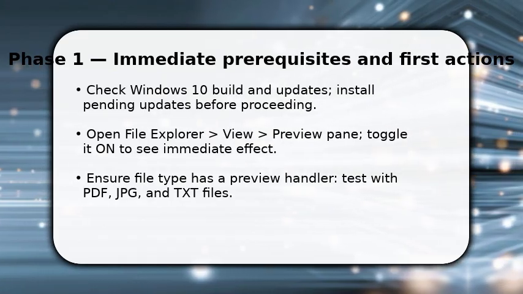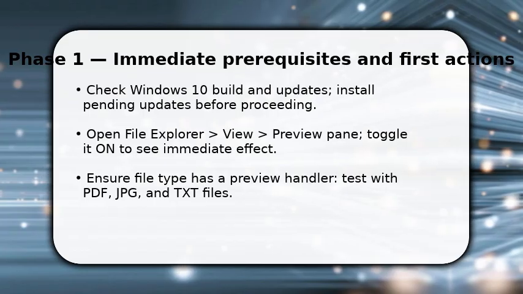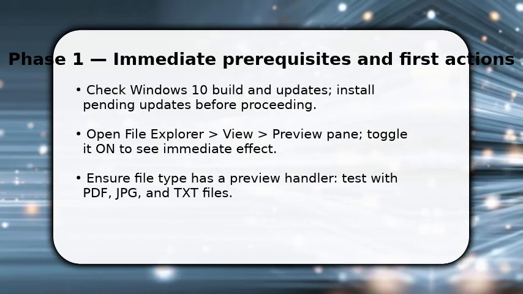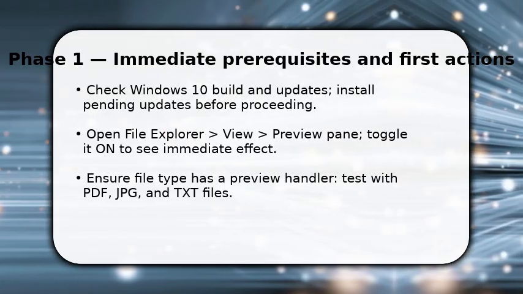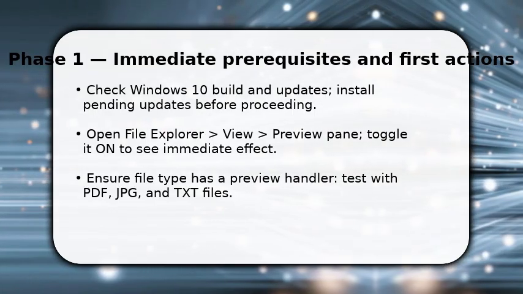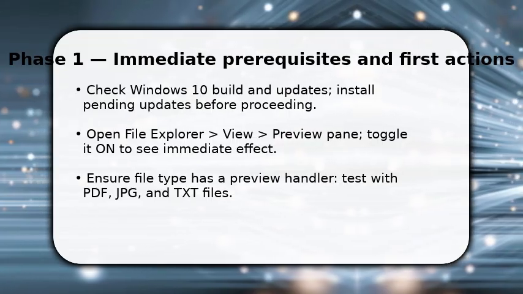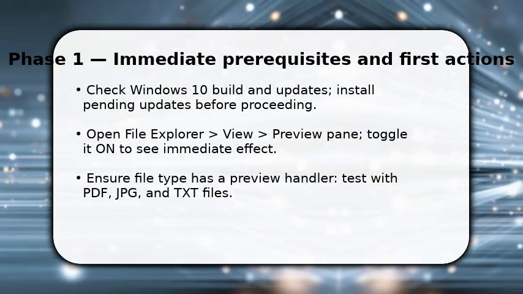Next, actively test a known supported file like a PDF or JPG to confirm the handler responds. If the pane opens but shows nothing, stop and keep these details. File types and updates matter. Once done, you're ready to move into handler and service checks.